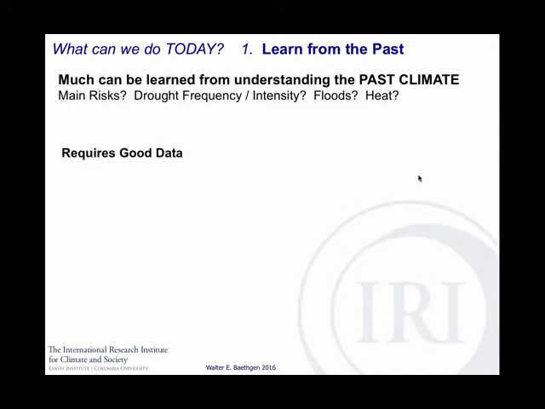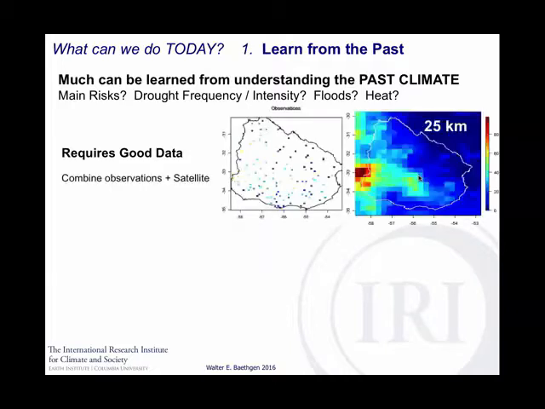Now, this analysis requires good data. I know that Australia has great data, but that's not the case in most countries in the world. So what we're doing is combining observations from weather stations with satellite estimated rainfall, for example. And we get maps like this, where we get daily data every 25 kilometers.